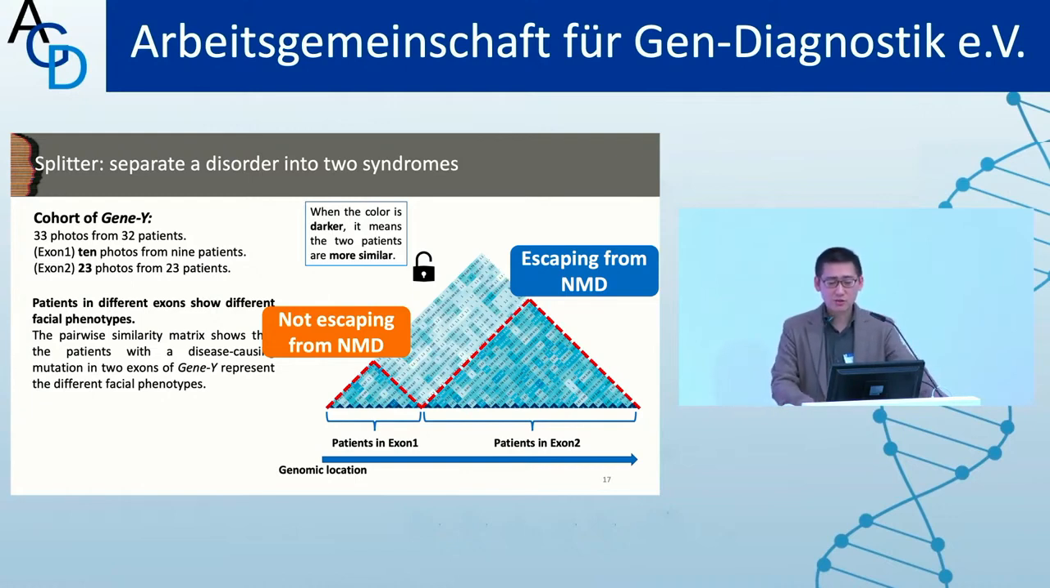And it also correlates with the molecular mechanism. So for example, the patients on the right, whose mutations cause escape from nonsense-mediated decay, but the patients on the left, which are in exon 1, will not escape from NMD.